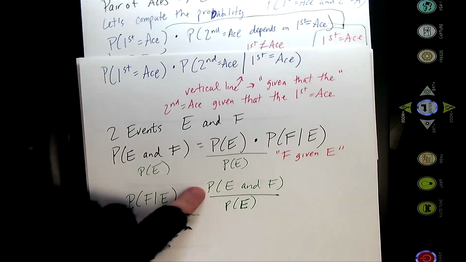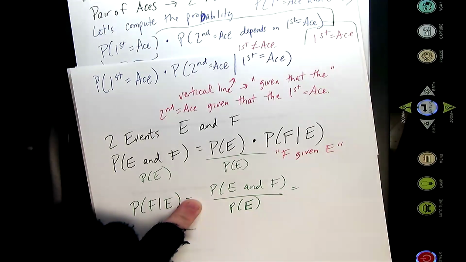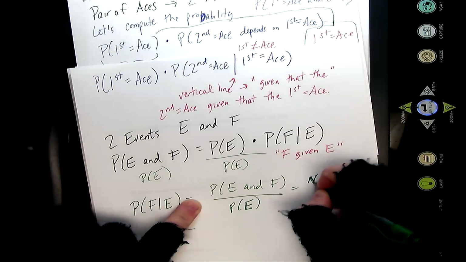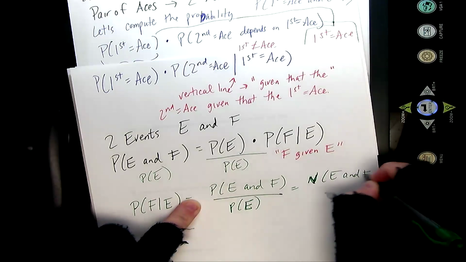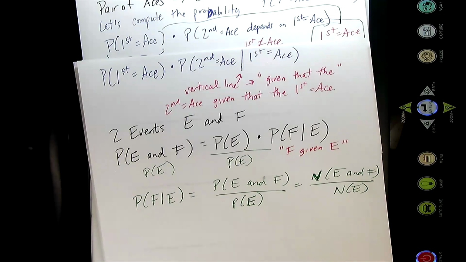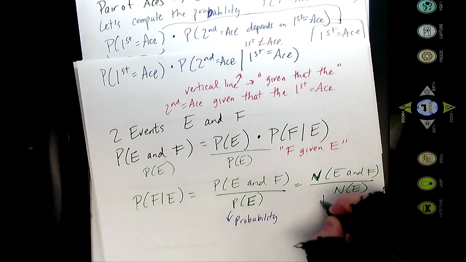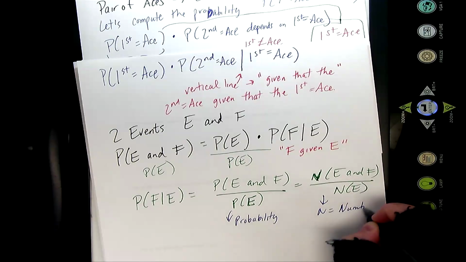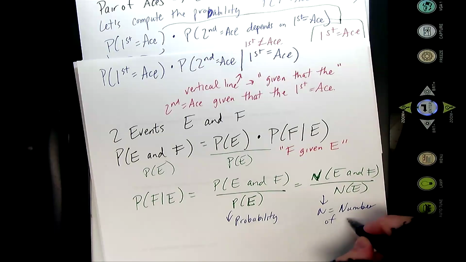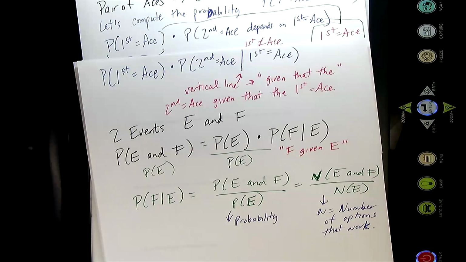Now, if you don't have the probabilities already, this sucks, because you have to calculate them. Oftentimes, you just have the number of times those things happen. So there's another variant of this with N: N of E and F over N of E. The P is probability, but the N here is the number of events, or number of options that work. In terms of stuff where you collected data by doing an experiment, it's the number of times an outcome happened.